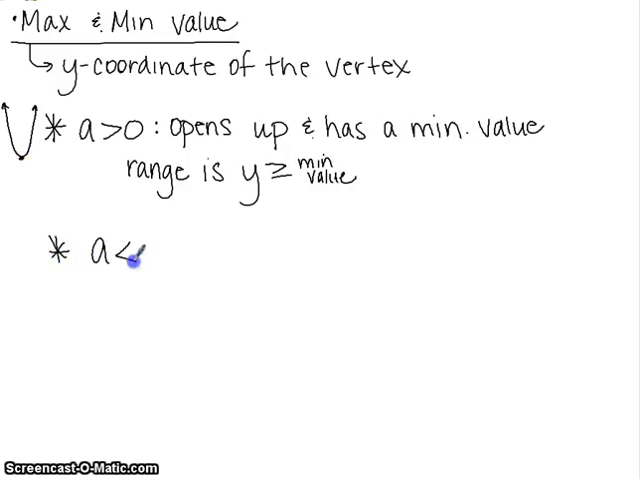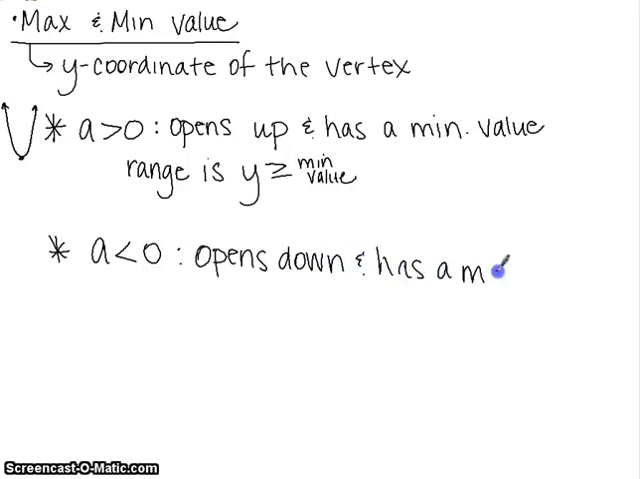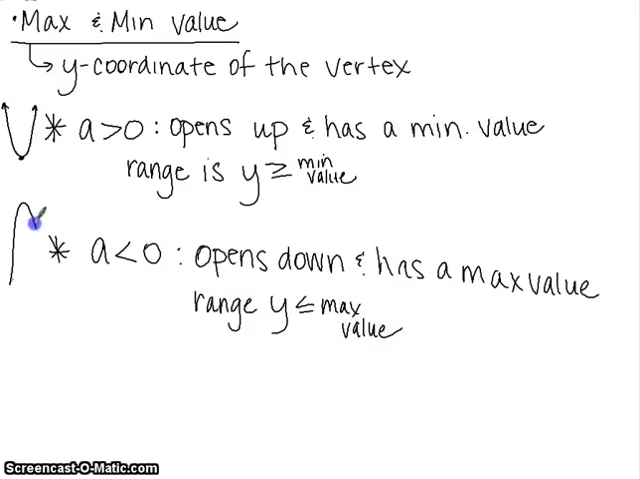Now, if your a is less than 0, in other words, the a is negative, that means your parabola opens down and has a maximum value. Then the range is going to be y less than or equal to whatever that max value is. So again, if your parabola opens down, that is the highest value it's ever going to have.